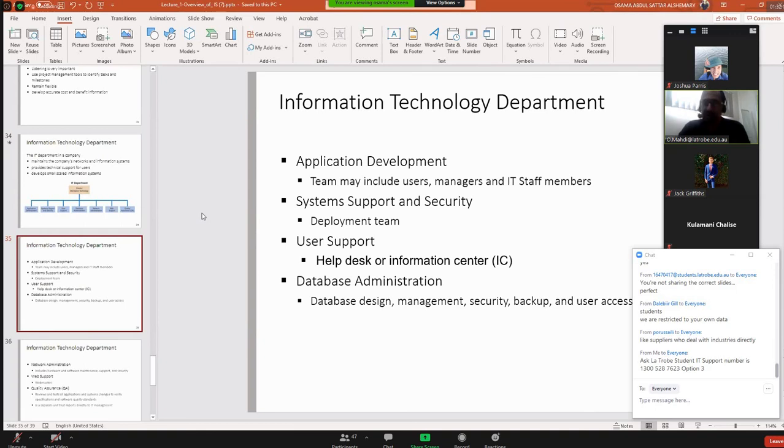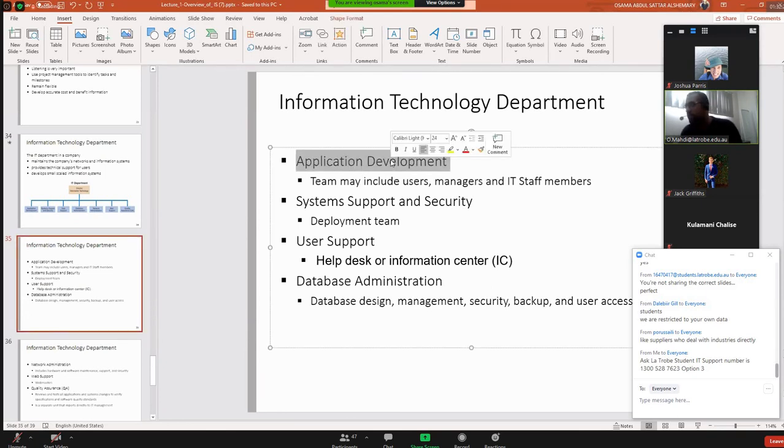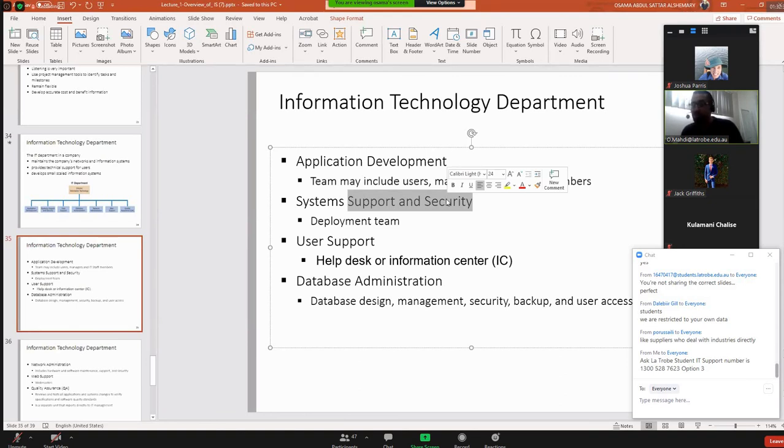Information technology department, application development team may include users, system support and security, user support. They divide the IT department into more details. For example, application development, because when you are using an information system, there are applications required to run with it. Support and security, when we are dealing with privacy and security. This is the main team related to these problems.